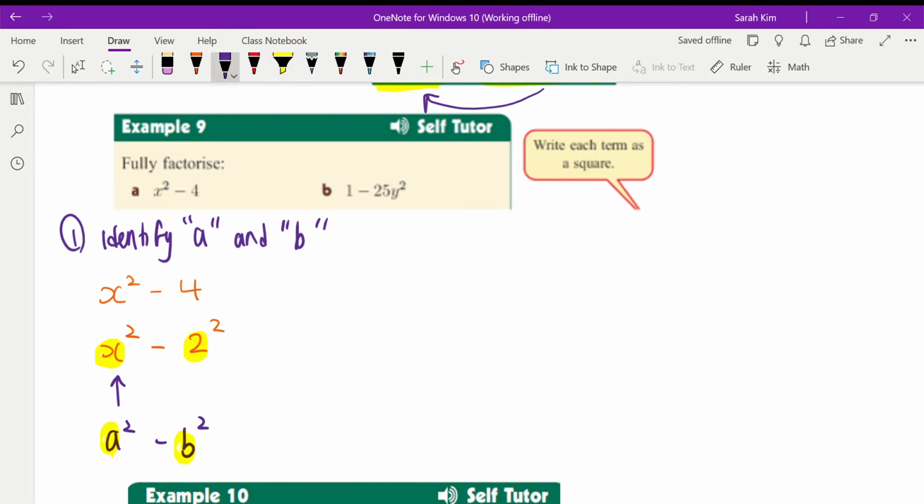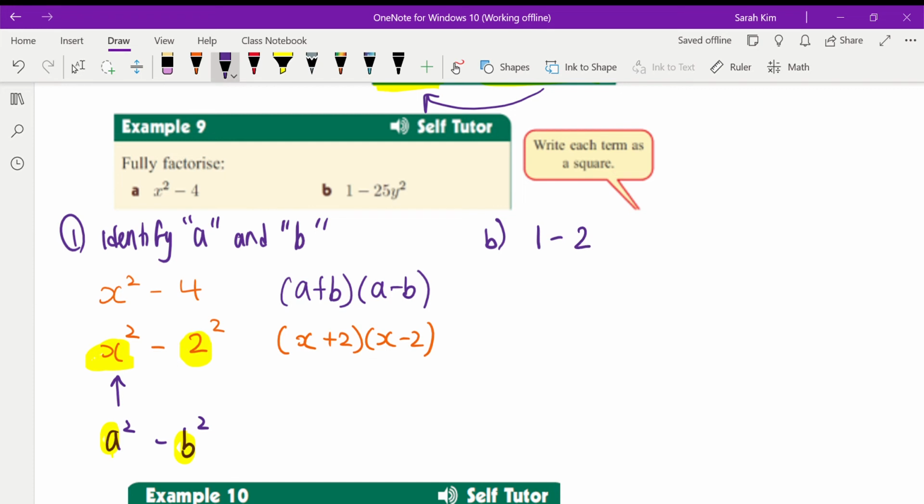So if I want to create A plus B, A minus B, the order doesn't matter. All I have to do is write the two brackets with x plus 2, x take 2, because we knew that the x was A and 2 was B. Alright, let's try the second one. The second one's a bit harder.